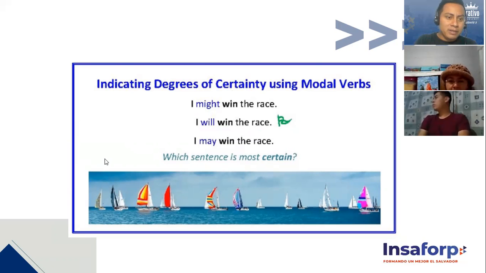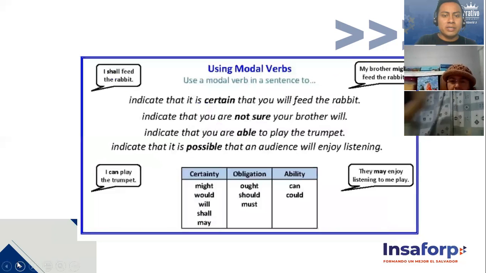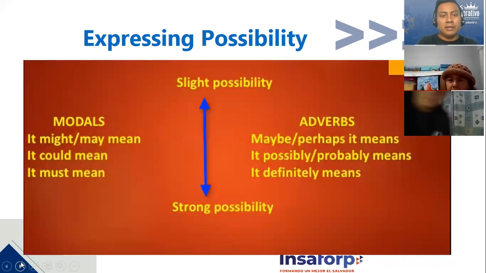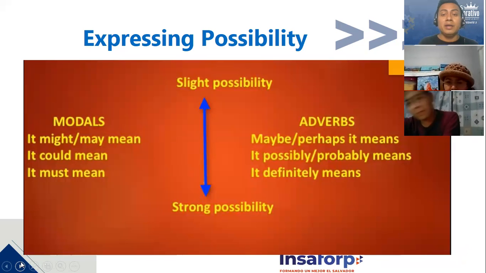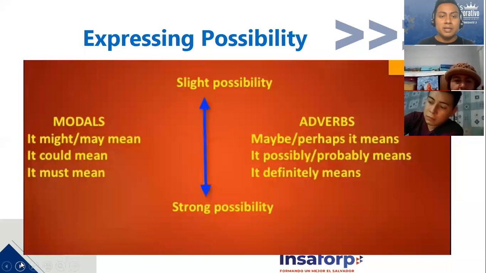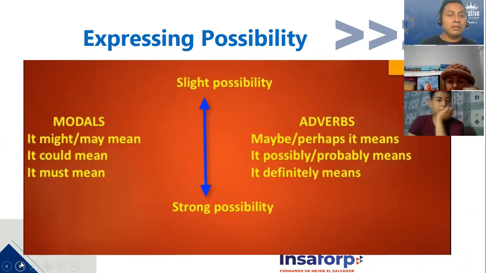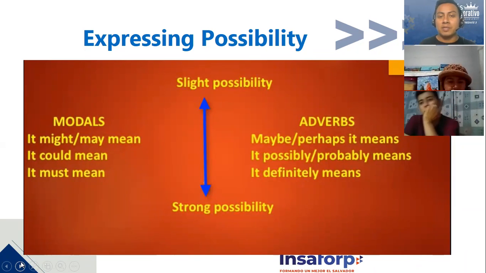Okay, let's see. Then we have some other examples. It's the same thing. And this is in the video. I don't know if you saw the video, guys. We have more adverbs and might, could, and must. The possibilities are less, but it's stronger than when we use perhaps, maybe, right? This is what we said yesterday. Maybe, perhaps, means that there is less probability of something happening. And I think that's basically it.